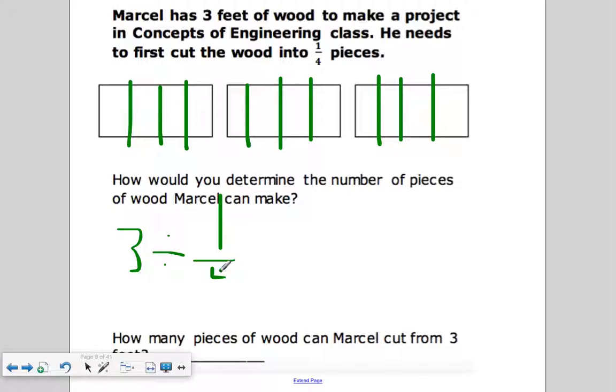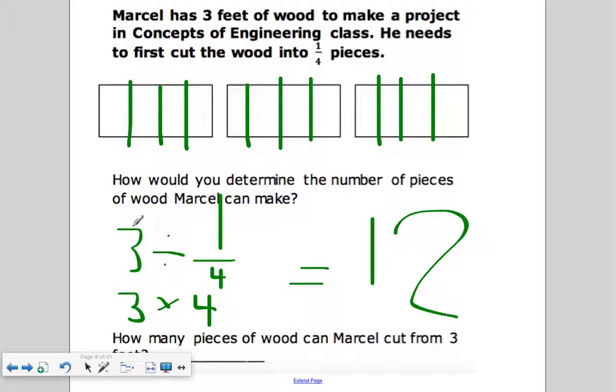Or another way you can say it is he started with 3 feet of wood. How many fourths do you see here? 4 per foot. 3 times 4. So they equal 12. Notice how I have a division expression and a multiplication expression. They both are equivalent. 3, division, multiplication, and this 1/4 became a 4, or 4 over 1.